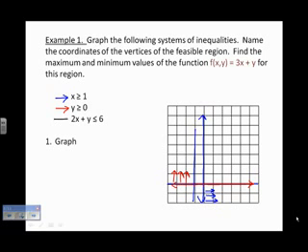So my third line, 2x plus y is less than or equal to 6. I'm going to find my x-intercept by putting a 0 in for the y, so I get my x-intercept to be at 3, which is here, and then I'm going to put a 0 in for the x to find my y-intercept, which would be at 6, which would be here, and then we're going to draw our line.